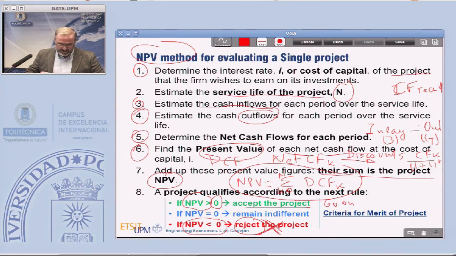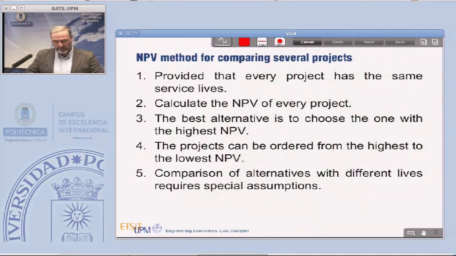So now, a few slides later, we are going to see the real meaning of net present value. Let me explain later what is the meaning of a net present value higher than 0. Any question? Okay, so how do we use it?